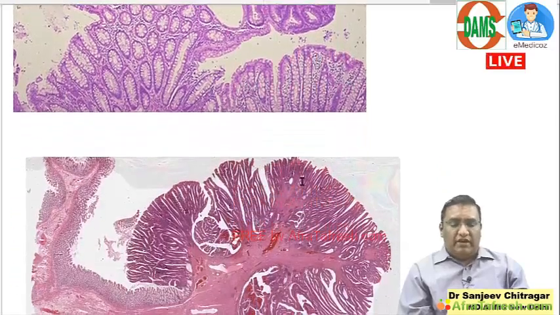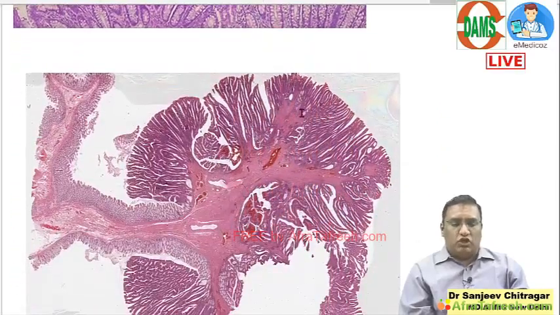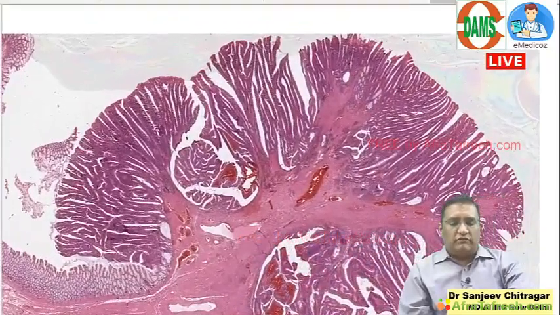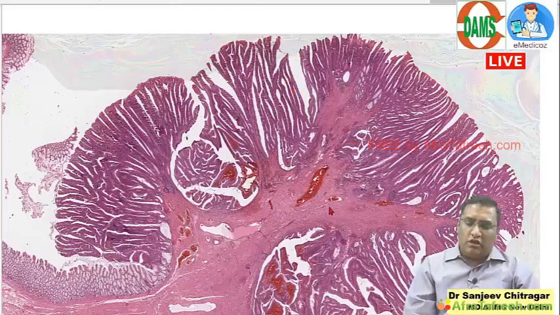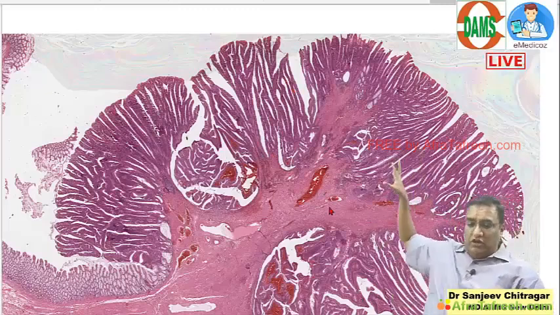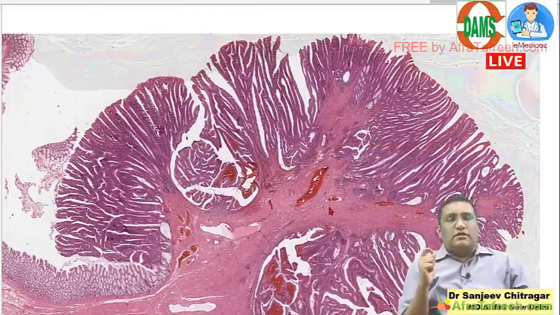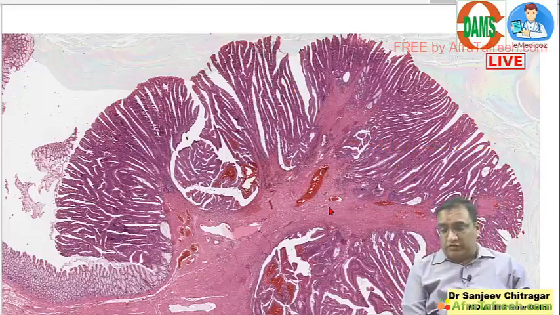Then on the other hand, look at this. These are tall villi. So these are finger-like projections. Look at these very tall finger-like projections. What do we call this? This will be a villous adenoma. This will be a villous adenoma, right?